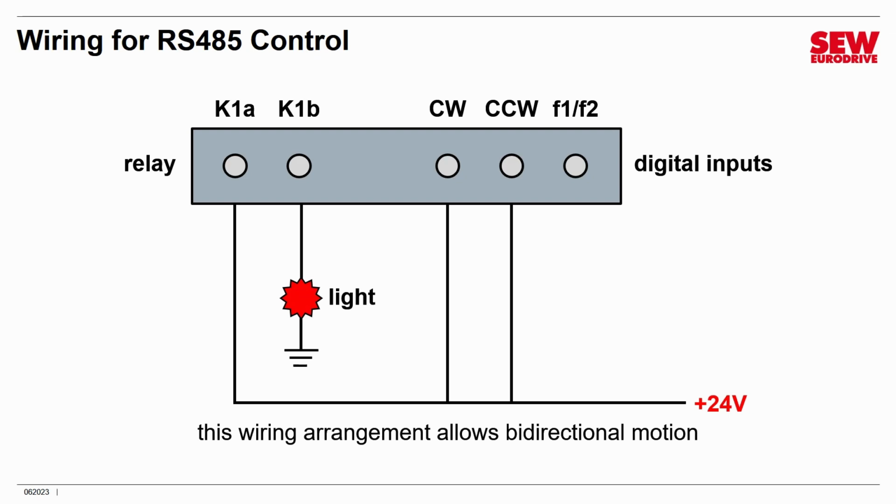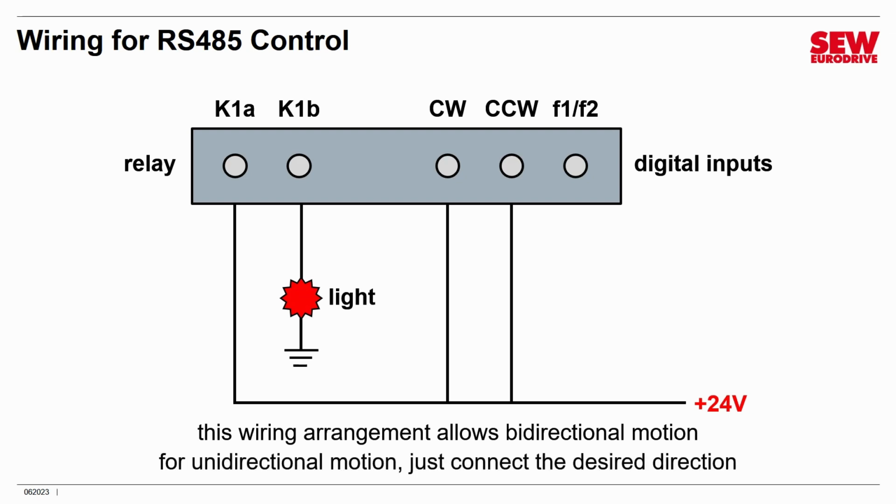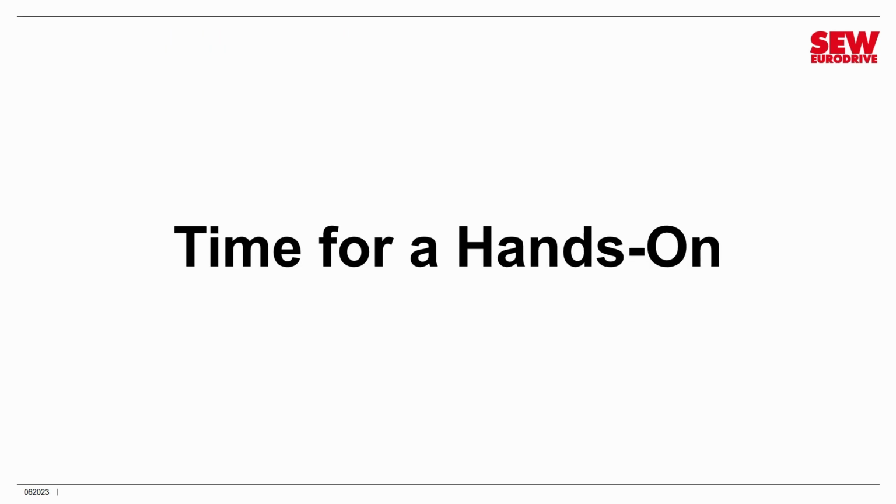If you don't need it to run in both directions, in other words unidirectional operation, then disconnect whichever direction you don't need. So normally you enable clockwise and counterclockwise by connecting them to 24 volts, but if you're just running one direction, just wire up that one and leave the other disconnected. Pretty simple.